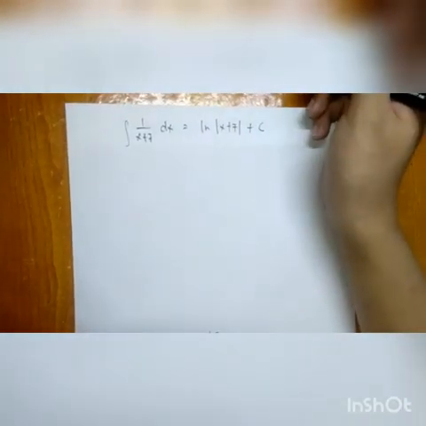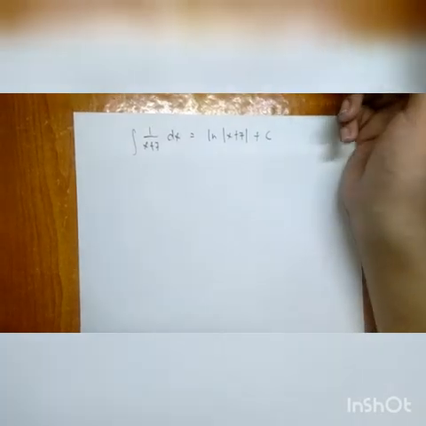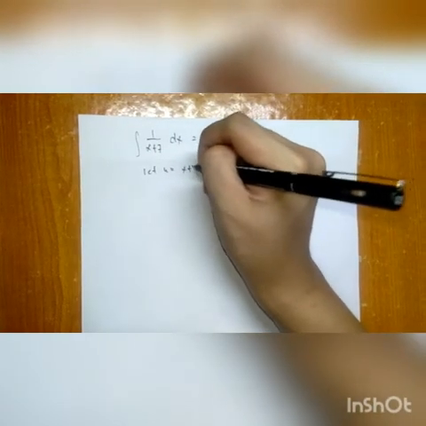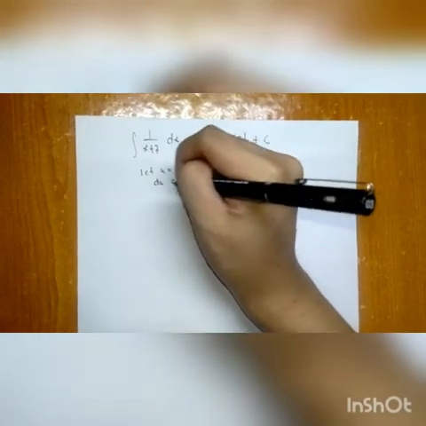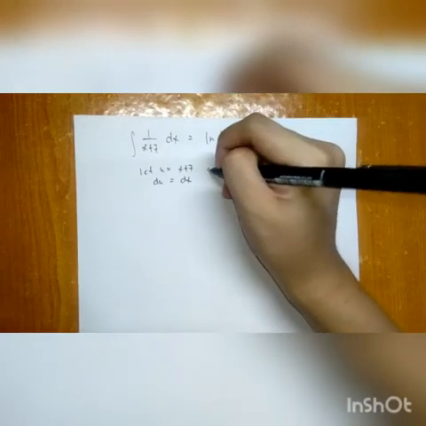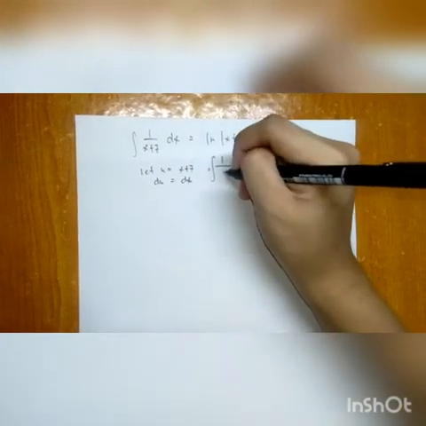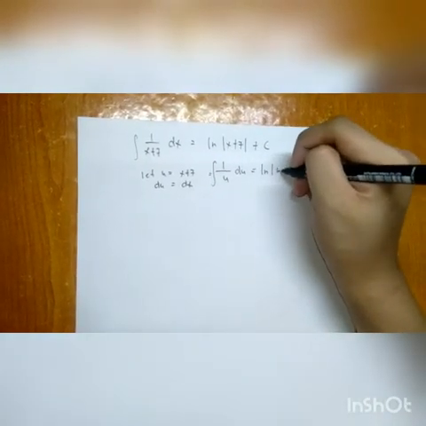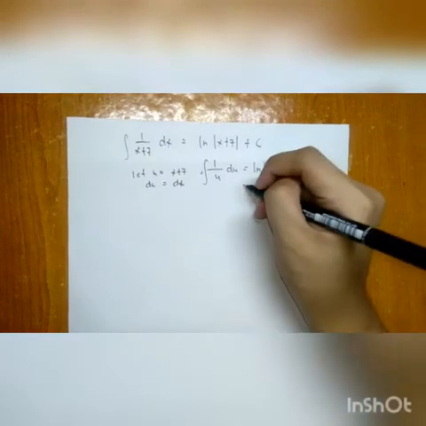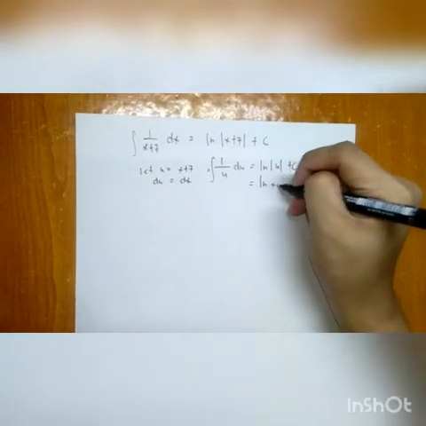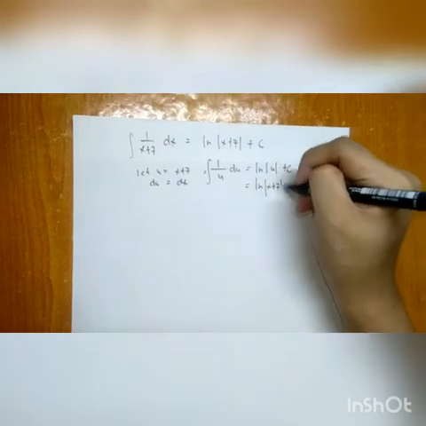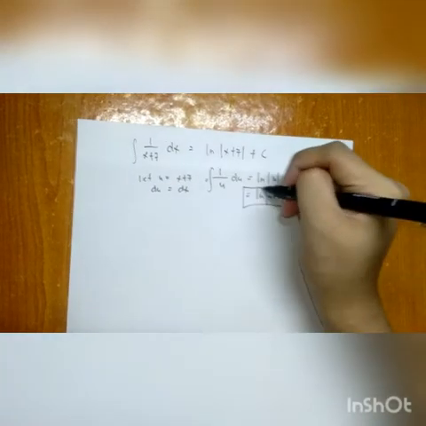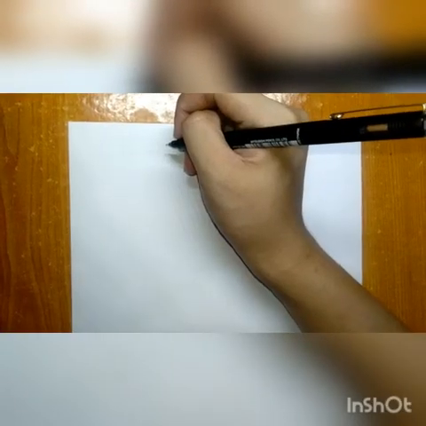I will show you how I got the answer by using u substitution. We will now let u be equal to x plus 7 and du equal to dx. Now substitute: the integral of 1 over u du is equal to ln of absolute value of u plus c. Now, substitute the u back to x plus 7 and put the absolute value, plus c. Here is our answer.